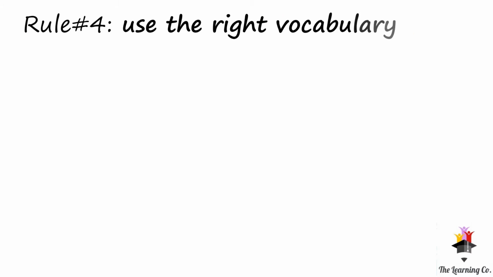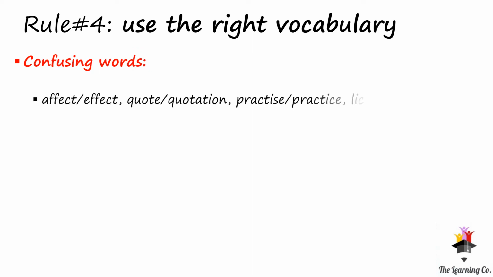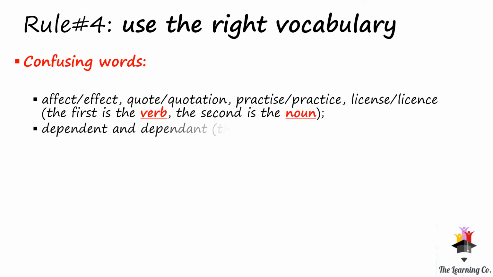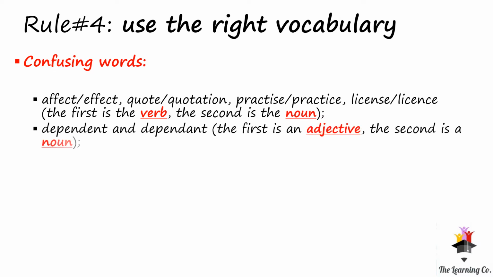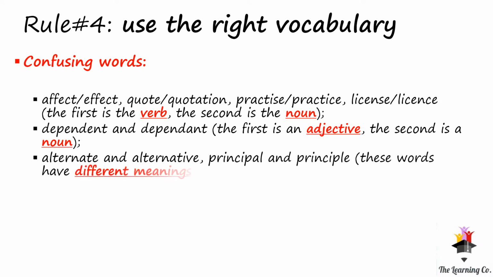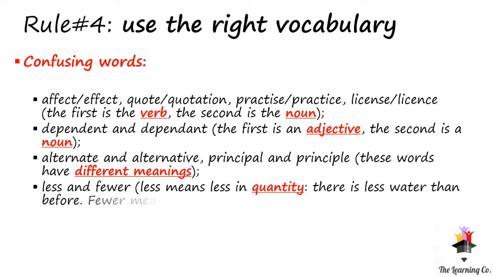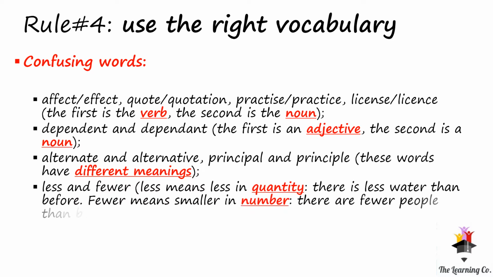Rule number 4. Use the right vocabulary. Confusing words. They could be homonyms, homophones, homographs, and heteronyms. Examples are given here for you. Make sure you check and recheck the spellings in order to be sure that you have picked the correct diction. Refer to a dictionary in case of any confusion. Because a word may sound similar but be spelled differently, the said word could have a very different meaning.